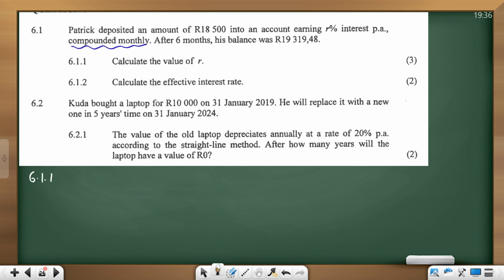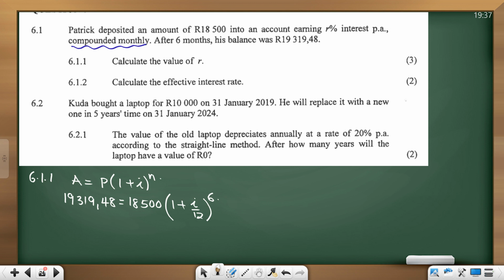They told you it's compounded what? Monthly. A equals P times 1 plus i to the power of n. What is our A? The amount in the future. 19,319.48. How much is the principal amount? 18,500. We don't know R. Remember if it's compounded monthly, it becomes i over 12. And for 6 months, divided by 12, this becomes 6 automatically.